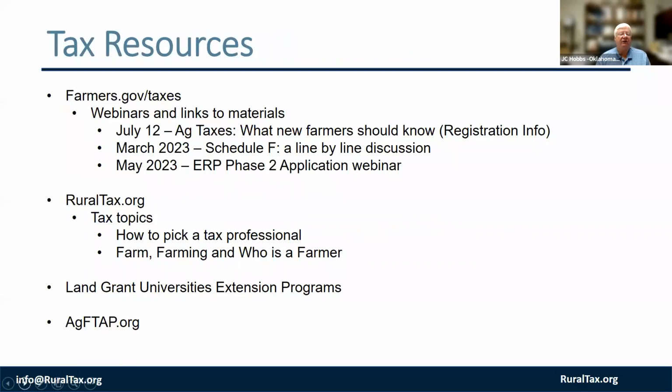And here's some tax resources, farmers.gov/taxes. There's some things there. Go to the website. You'll find webinars, links to materials, all kinds of interesting things. Also go to ruraltax.org, look at our tax topics. We have webinars there as well. And a lot of our land grant universities are involved in the extension programs. They have tax materials as well, plus agftap.org.